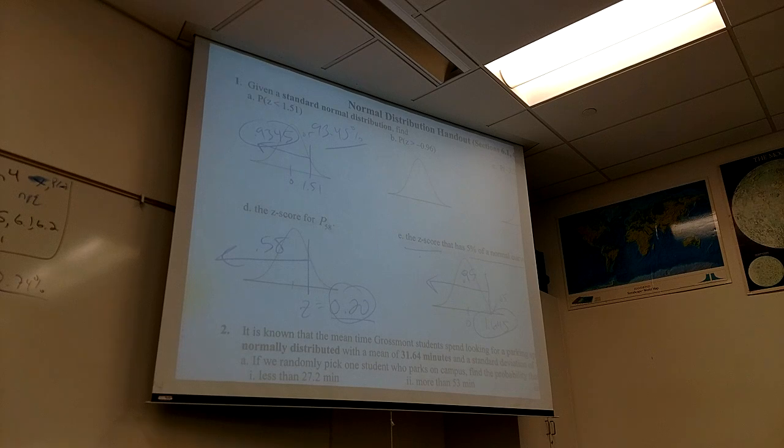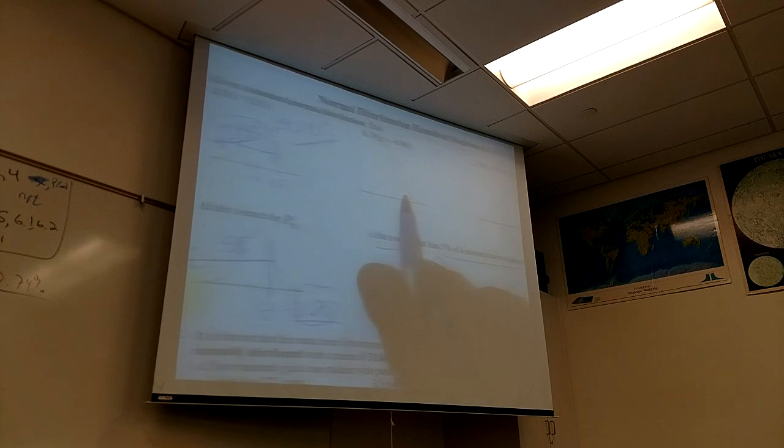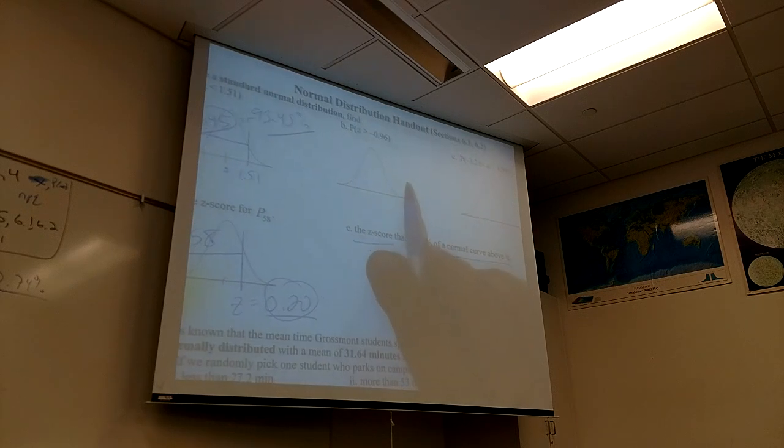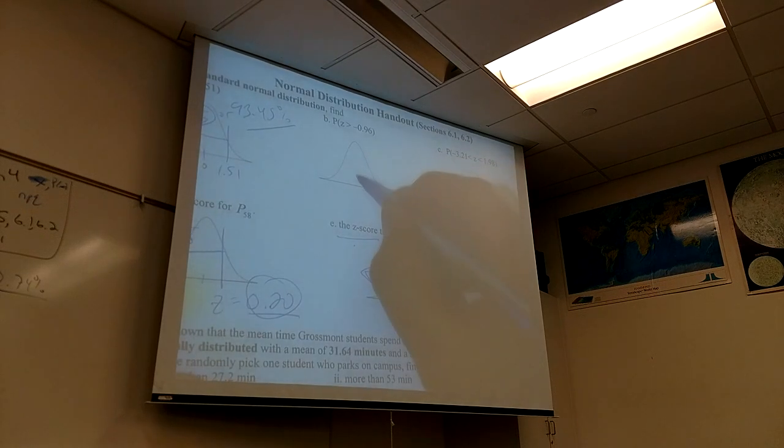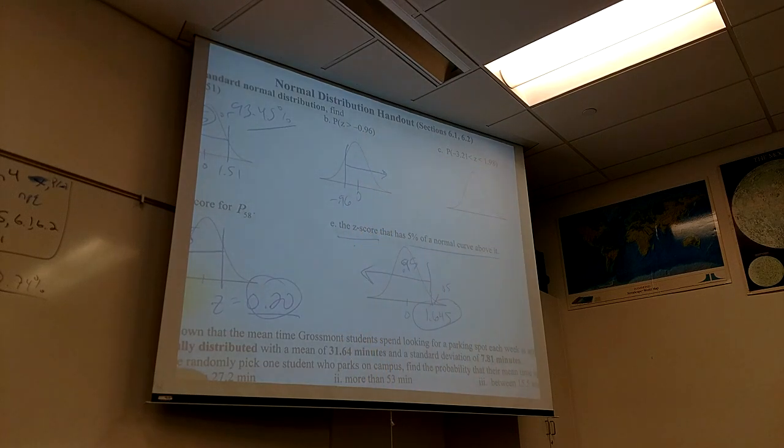Well, what about part B? Can you do the first one to see if I did it right? I did the first one. You mean the second one. The second one, okay, sure. The one I just talked about? Yeah. Okay. Where's negative 0.96? A little bit below. And I want the area above that.